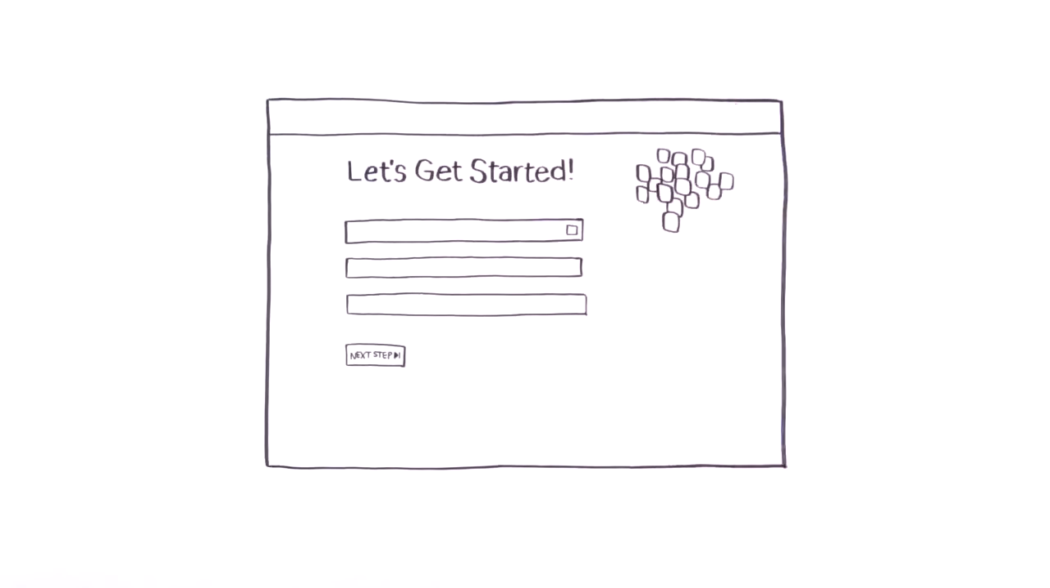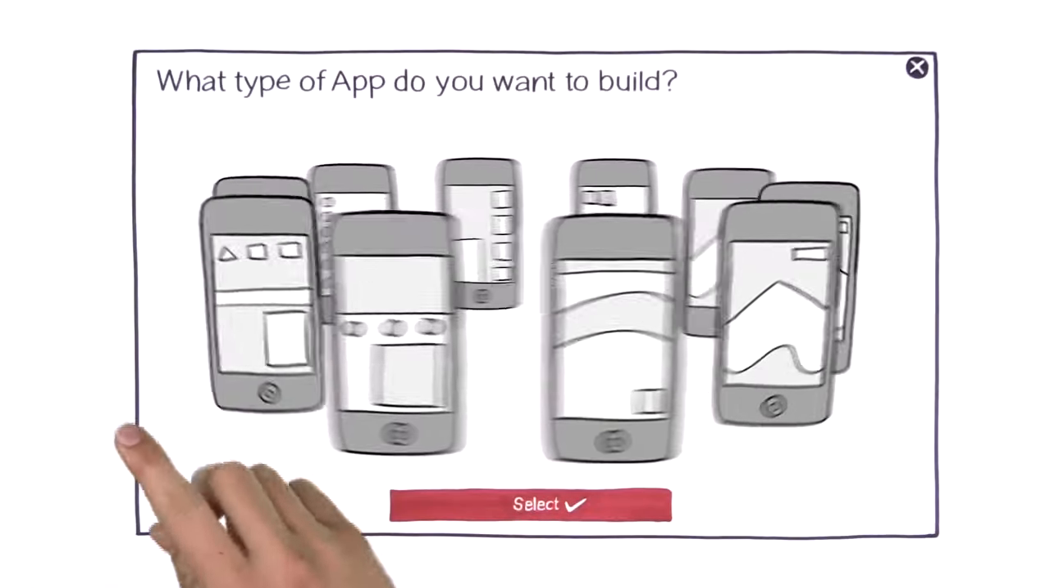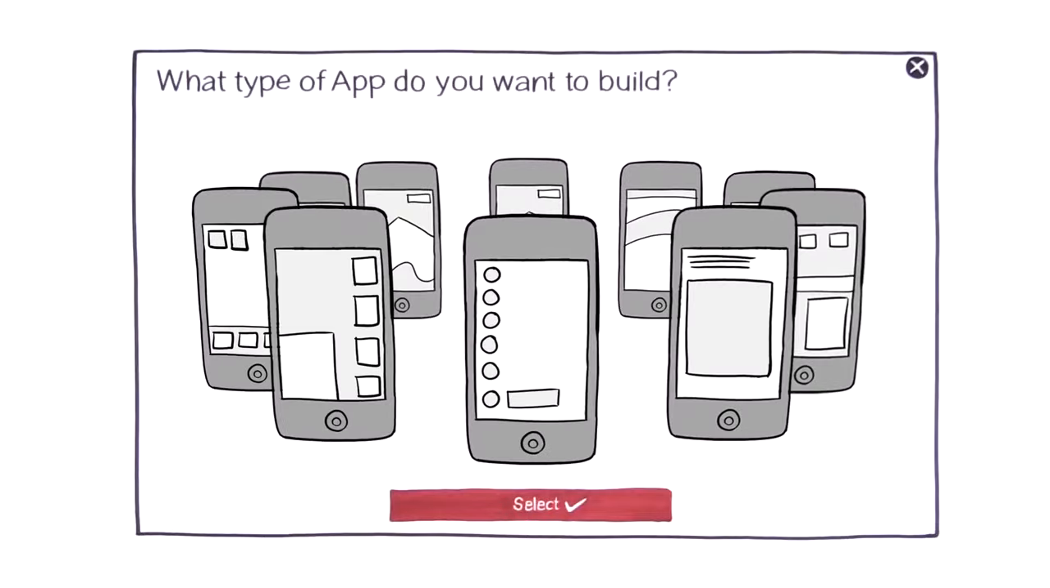The very first thing you'll need to do is come up with a name for your app and check if it's available. Once you have that, you can choose to either build your app from a blank canvas or start with one of our many pre-made templates.